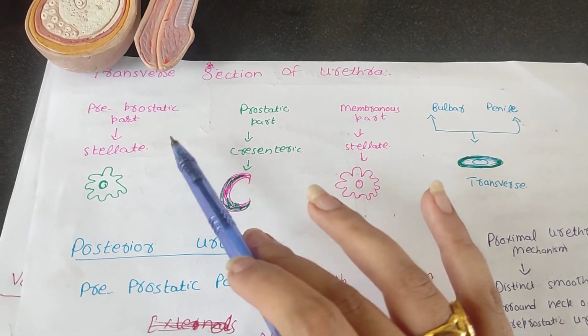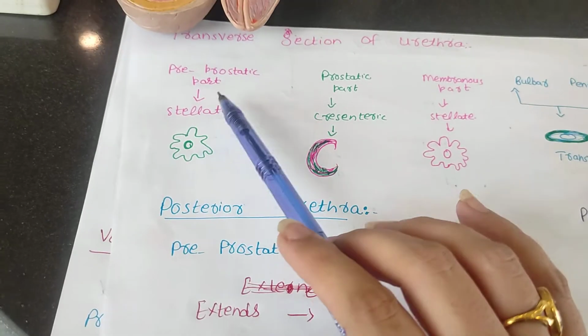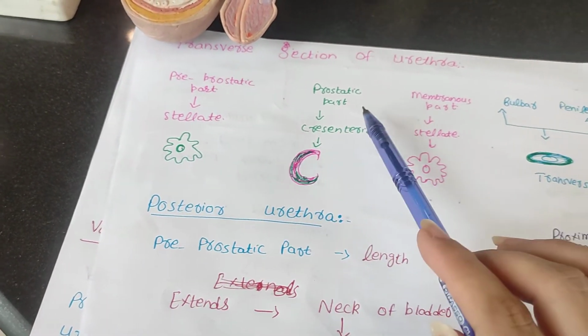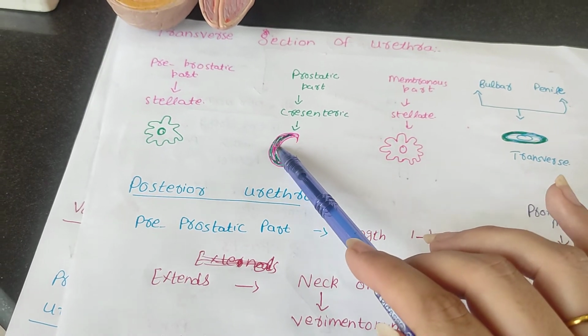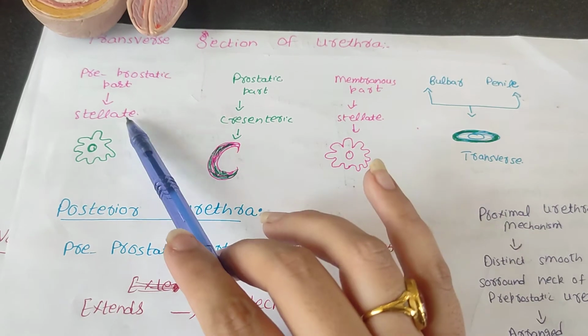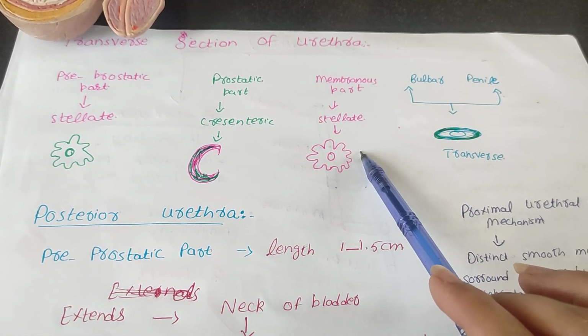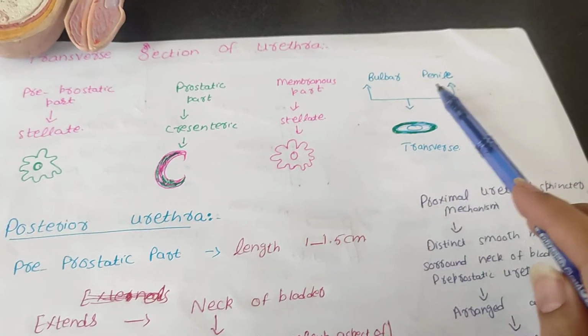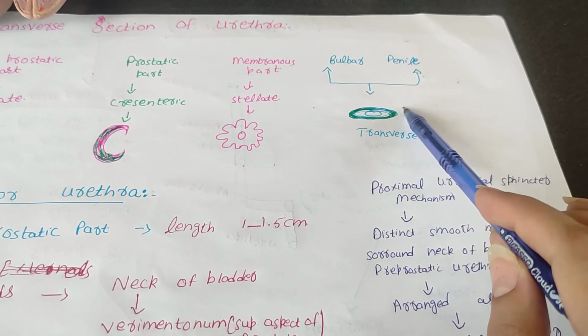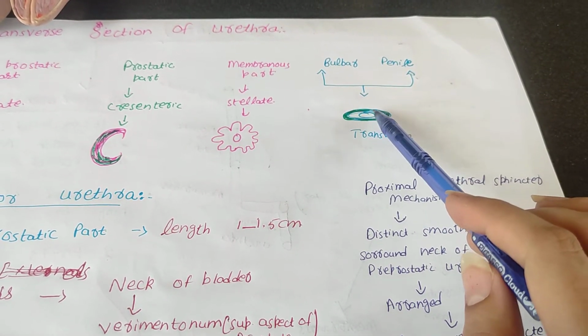So first of all, we will have the preprostatic part. Preprostatic part is stellate in shape, and it will look like this stellate. And then the prostatic part will be crescentric in shape. The membranous part is again like the preprostatic part and is stellate in shape, while the anterior urethra, bulbar and penile, both are transverse in shape.